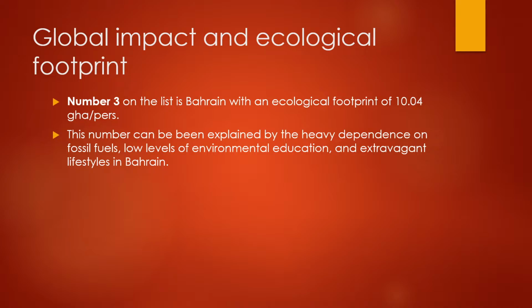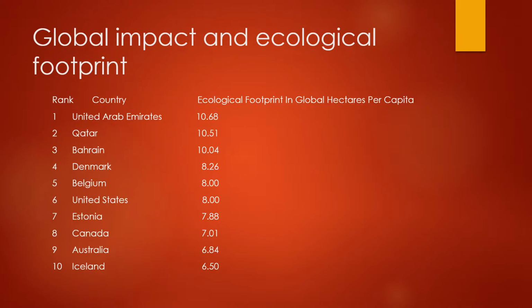And finally, number 3 on the list is Bahrain with an ecological footprint of 10.04 gigahectares per person. This number can be explained by the heavy dependence on fossil fuels, low levels of environmental education, and just extravagant lifestyles in general. It's probably a great party country if we're being honest though.